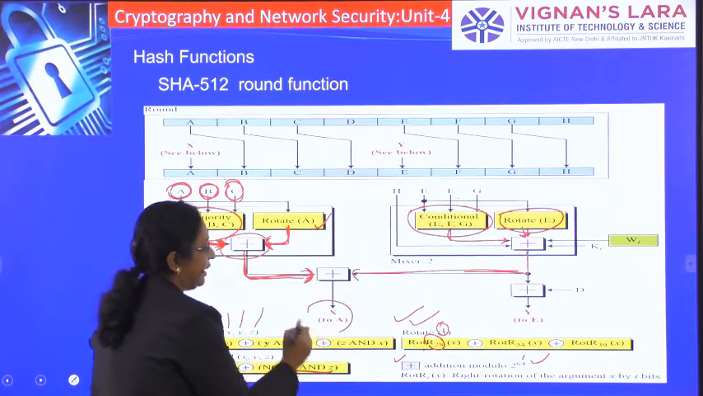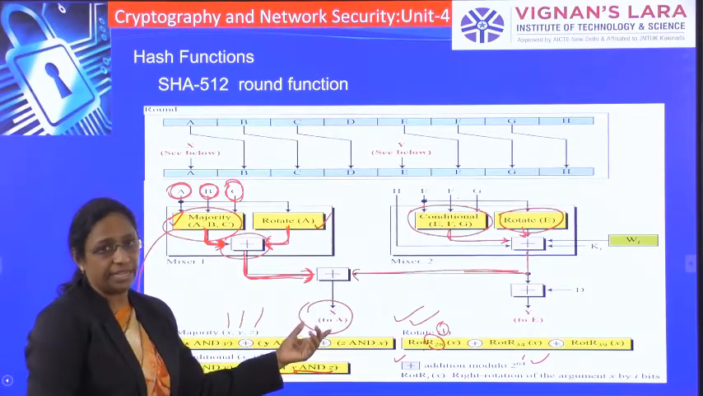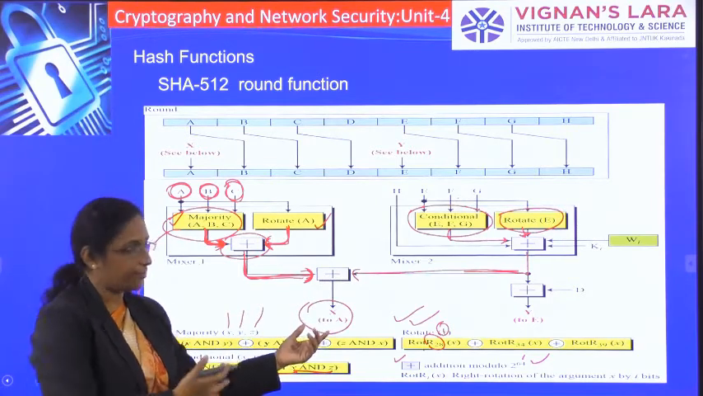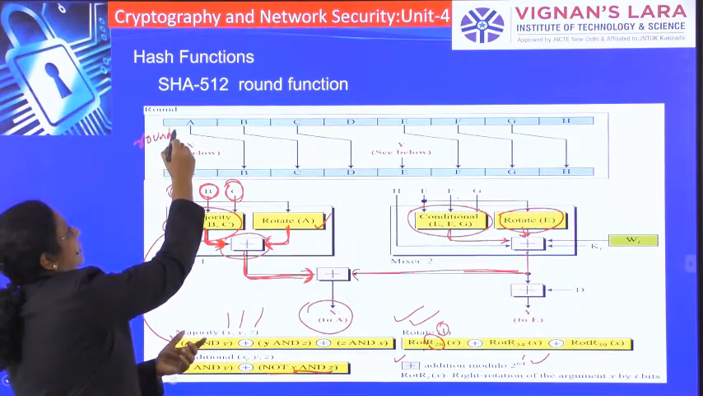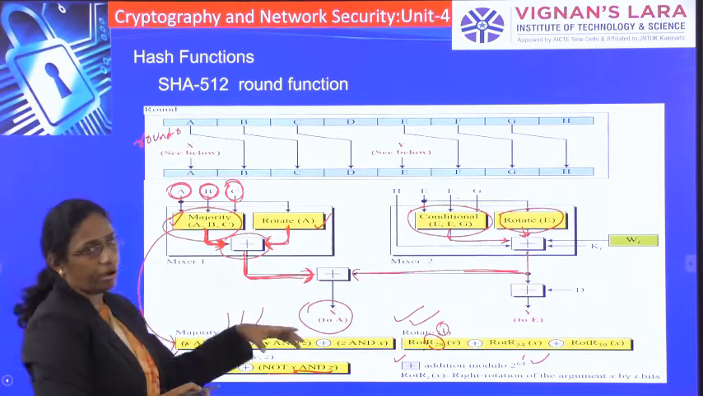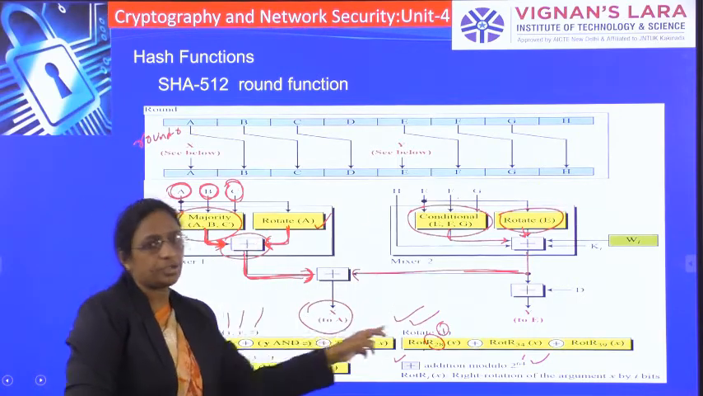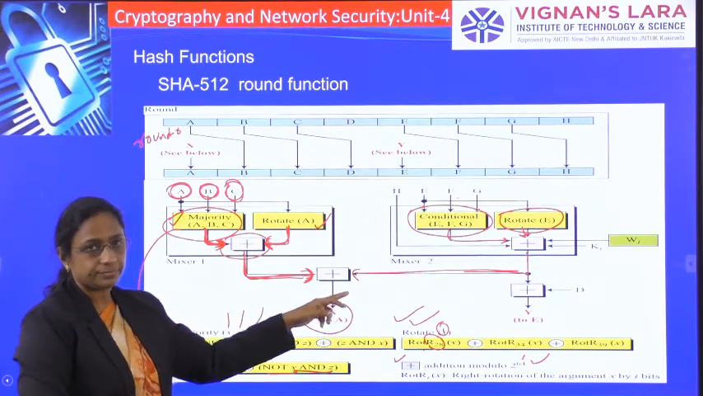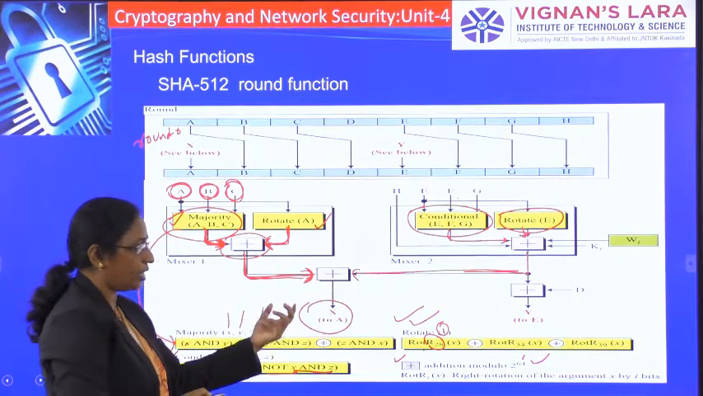Then you will be getting a value to a. So this will be your new a value after round 0. Suppose this is your round 0. All these operations are done in round 0. Okay, so the output of round 0.